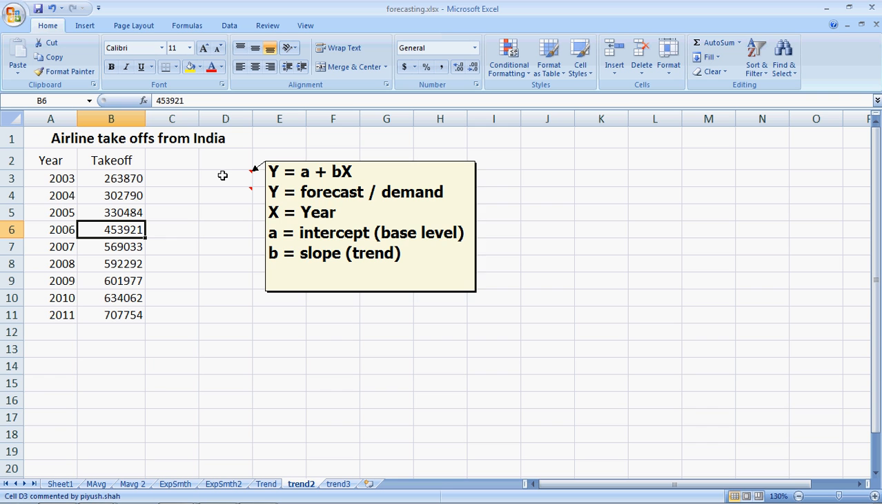A linear trend line is of the form y equal to a plus bx. So here y would be the forecast or the demand where we use the past data. X is the year of interest, a is the intercept, that's the base level demand or the base level forecast. Graphically, a is the point at which the line would hit the y-axis, and b is the slope, also the trend. So b is the growth year on year in the number of takeoffs.